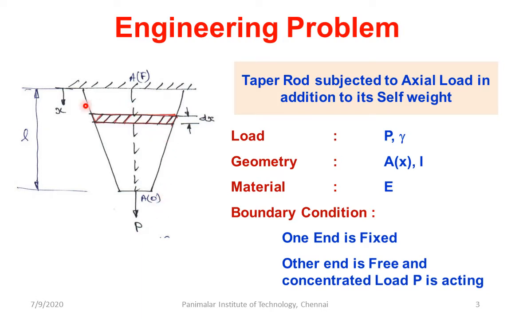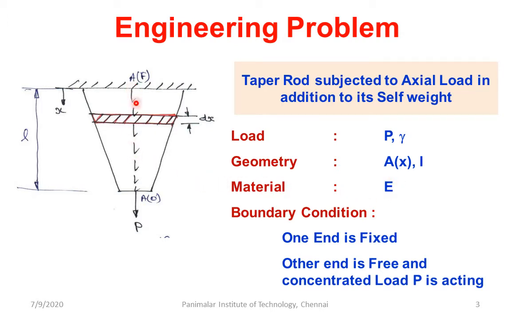Then the second one is the geometry. The taper rod has a variable cross section, so the area is A of x. The area of cross section is varying with respect to x, which we measure from the fixed end, and L represents the length of the rod. So these two are the geometrical parameters. Next, coming to the material, if this taper rod is made of some material, then we have to define that material property. For structural problems, we use Young's modulus as the material property. So E is the material property.